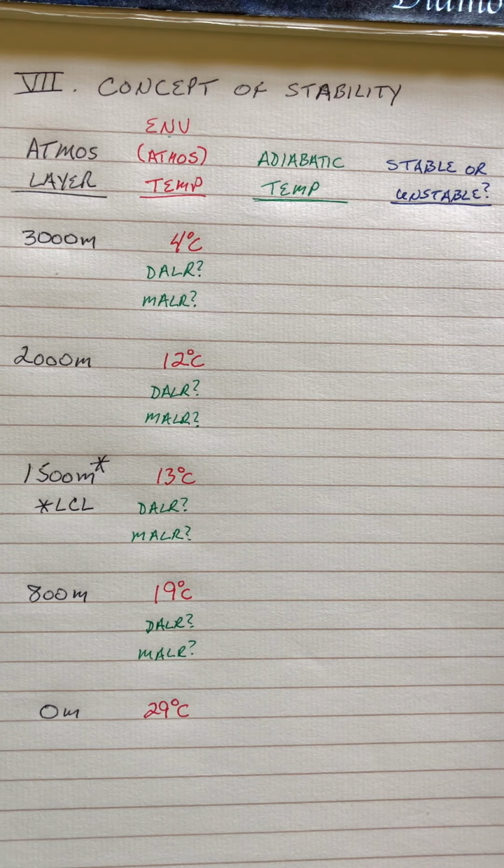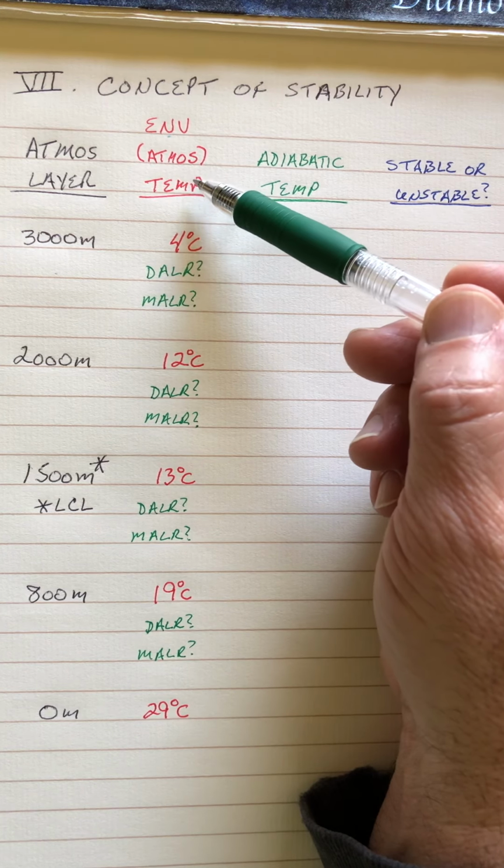Okay, and so what we've got is I've given you an atmospheric layer. So these are different layers within the atmosphere, and we're going to determine whether the air is stable or unstable at these specific layers of the atmosphere. Okay. Now we've got what's called an environmental temperature. That's the actual atmospheric temperature.